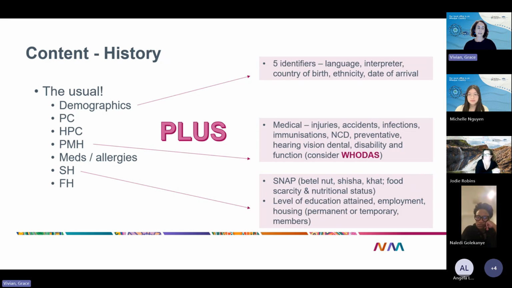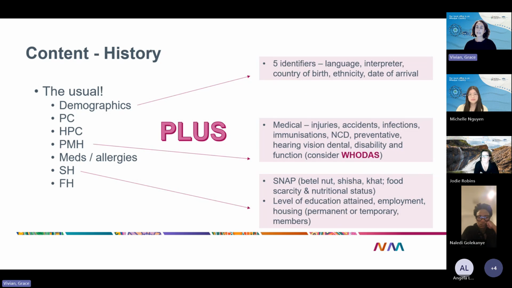We also want to know about the level of education attained by the patient. We've had some patients with master's degrees. We've had others who are adults who've never attended school. So you can imagine that pitching your explanations will be very different for both groups. Their level of health literacy and digital literacy needs to be taken into account as well.